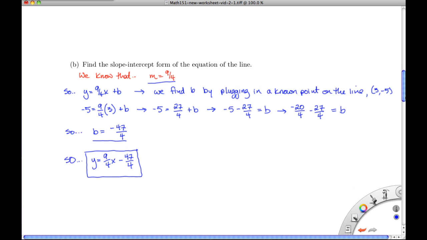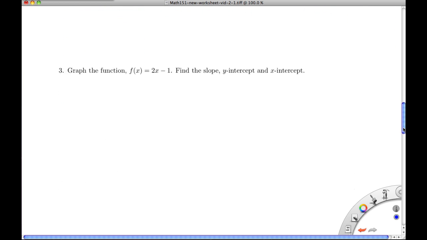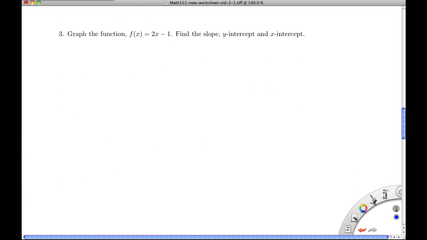So now if we move on to number 3, we're asked to graph the following linear function, and this shouldn't be too difficult given what we've done already with graphing functions. So specifically, we're asked to first find the slope, y-intercept, and x-intercept to get a good idea of what this line's going to look like. So let's go through and see what we've got.